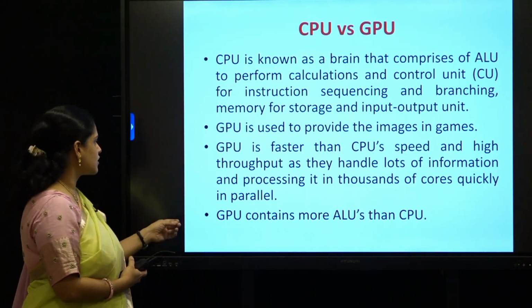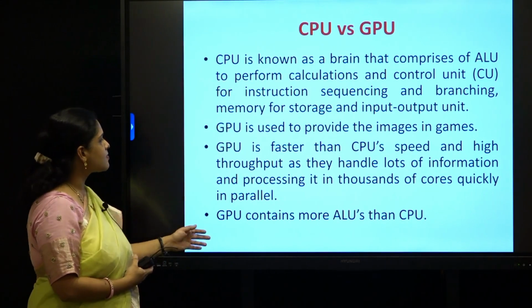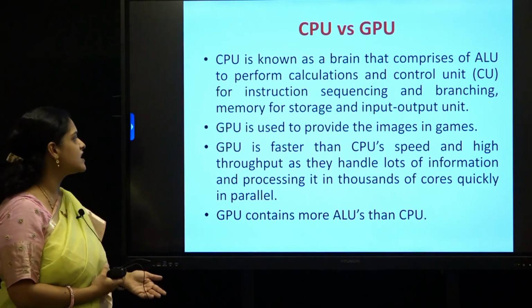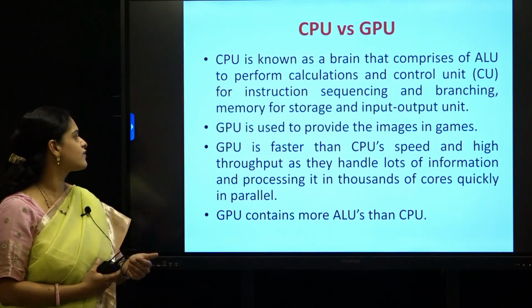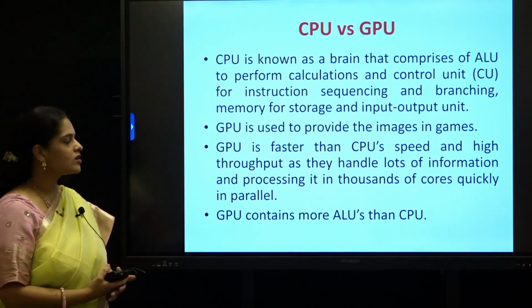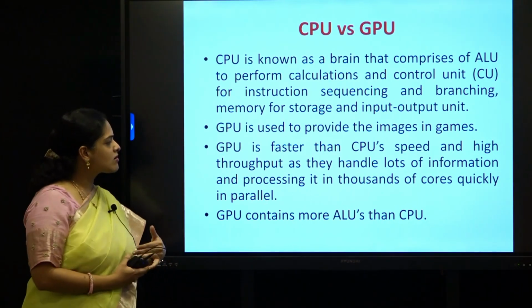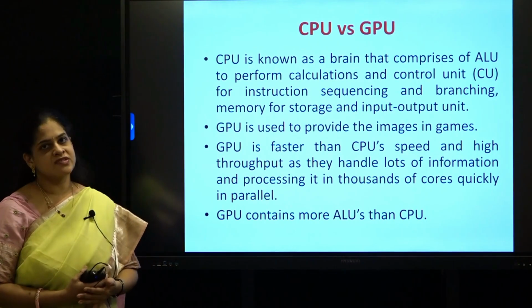So, GPUs give a high throughput, and they process lots of information across thousands of cores quickly in parallel. So, that is how a GPU executes compared to a CPU, and a GPU contains more ALUs than a CPU.